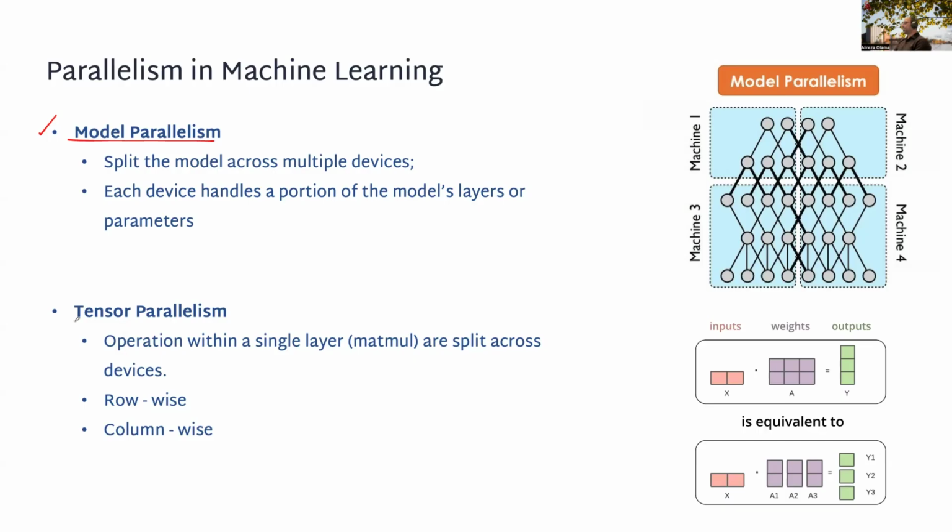And then we have tensor parallelism, where you basically parallelize your matrix multiplication within a layer. In this case, you can have a row-wise decomposition of your matrices or column-wise decomposition, and then you can use MPI or any other distributed computing platform to perform these row-wise and column-wise matrix multiplications. And you can see a small figure here.